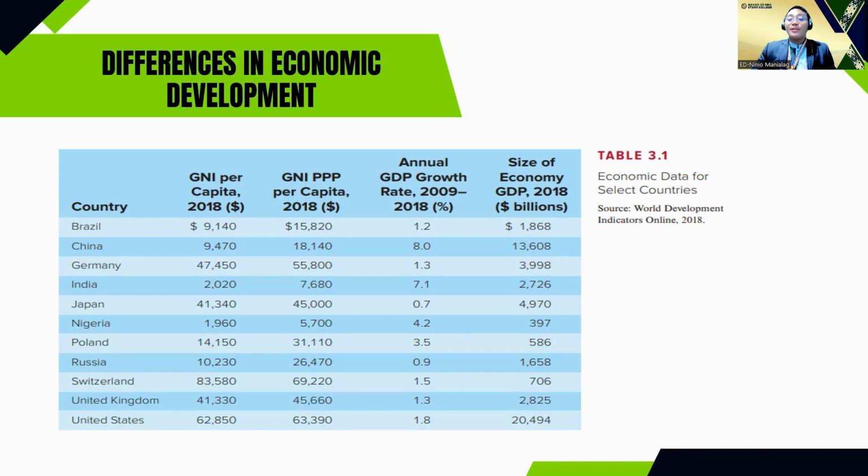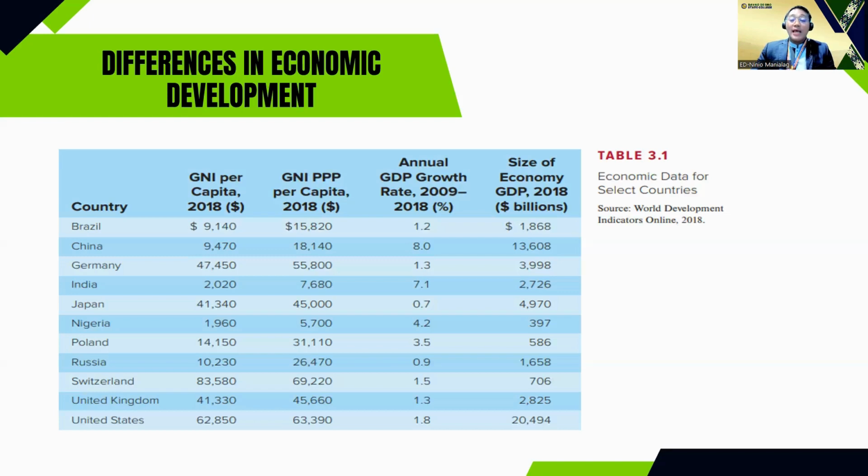Now, Russia's GNI per capita of 10,230 jumps to $26,470 after PPP adjustment, with a steady growth rate of 0.9% and an economy size of 1.658 trillion. Switzerland boasts a very high GNI per capita of $83,580, with a slightly lower PPP of 69,220. The growth rate is steady at 1.5% with an economy size of $706 billion.